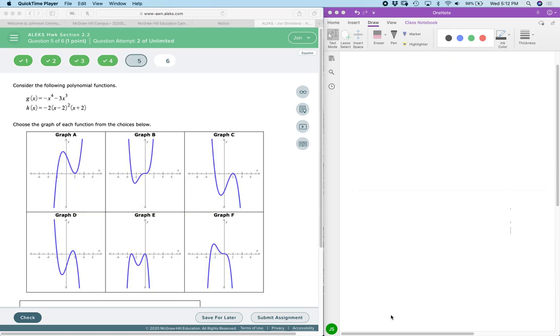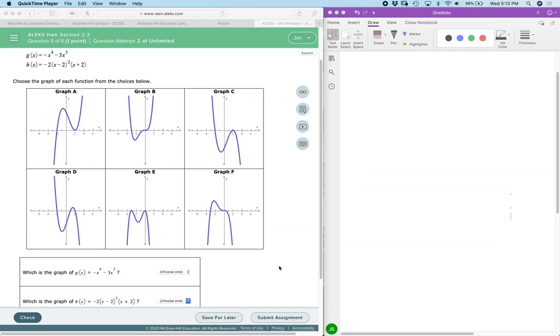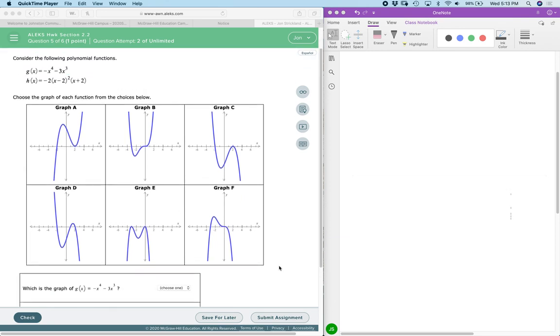Still on section 2.2, it says to consider the following polynomial functions, for g of x and h of x. And it says to choose the graph of each function from the choices below. So we're looking at which of the graphs will match up with g of x and h of x.